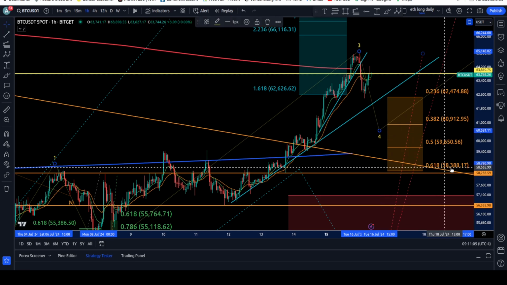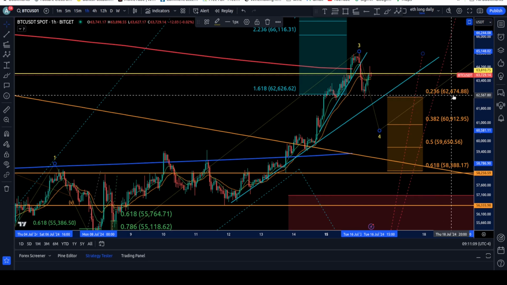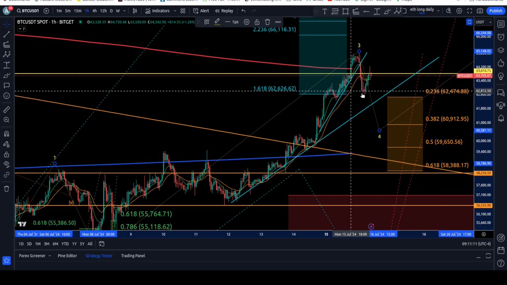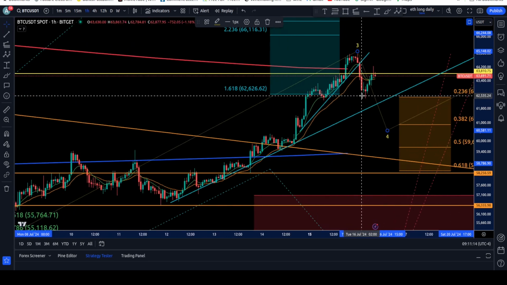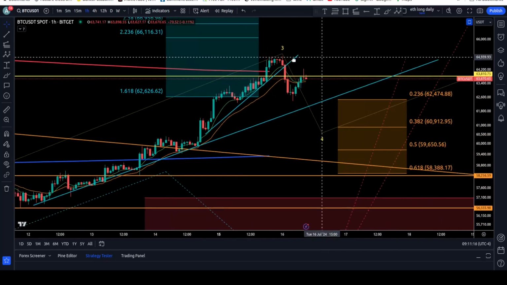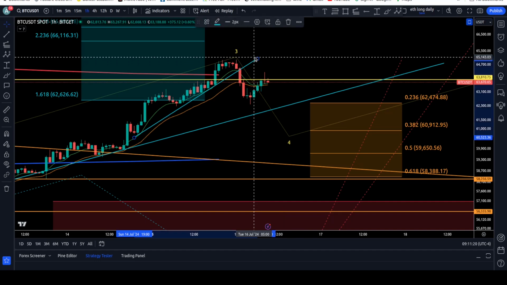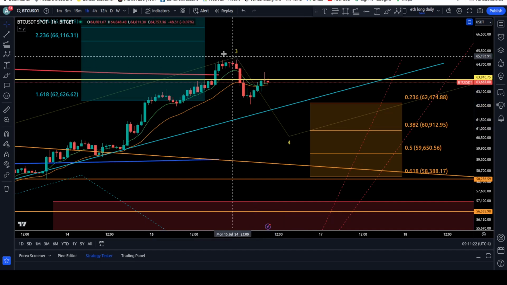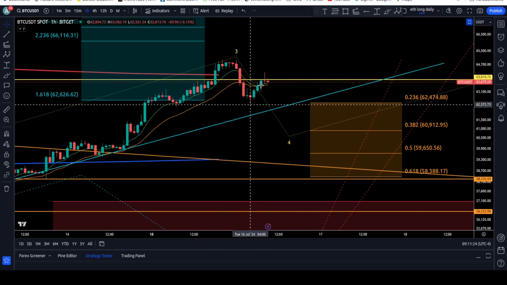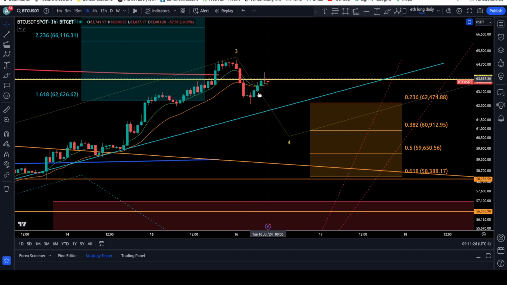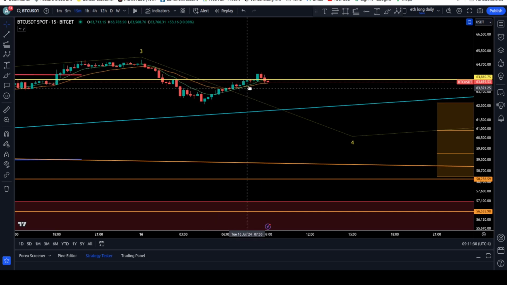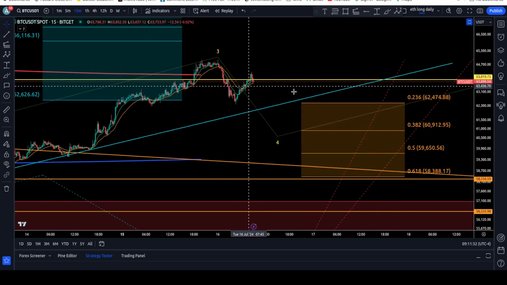Anywhere between 58,400 to, round it up, 62,474. As you can see, we already reached that level. Now, if I zoom in a little bit, and this is micro counting, so take it with a pinch of salt, I could call this already a wave A and this a wave B, maybe. Let me go on 15 minutes and see how this potential wave B interacts.